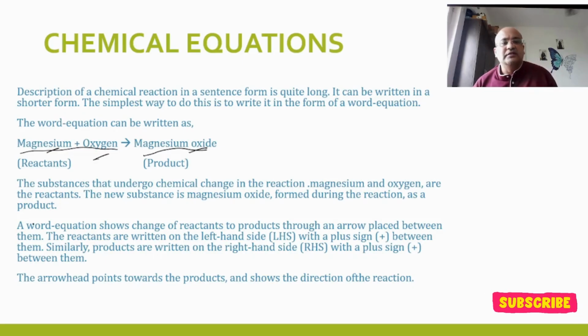the right hand side. Okay, and the substances that undergo a chemical change in the reaction, that is the magnesium and oxygen, I have written on the left hand side. The new substance, that is the magnesium oxide, formed during the reaction is the product. So the reactants I write down on the left hand side and the products I write down on the right hand side.